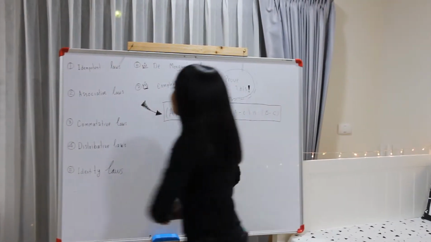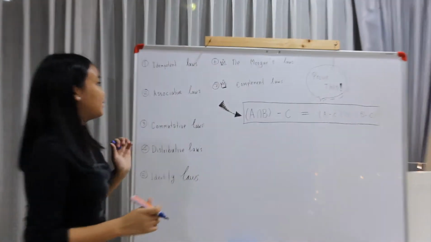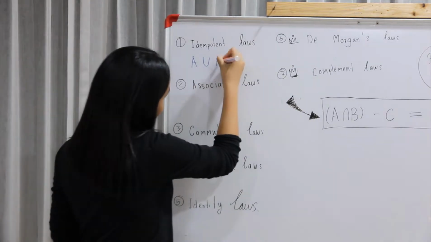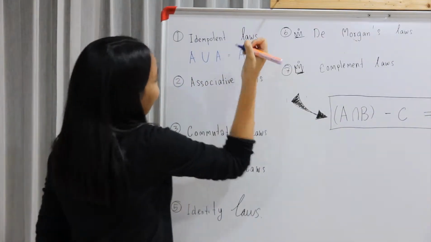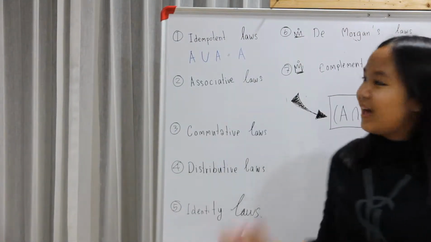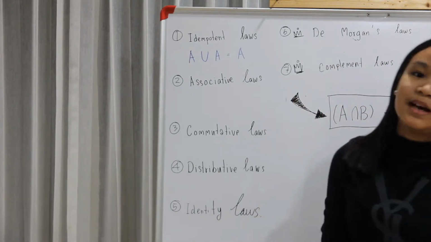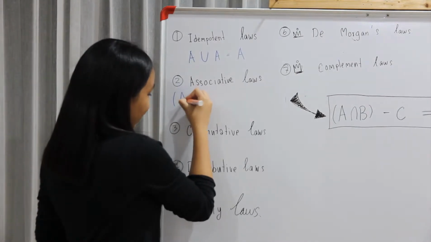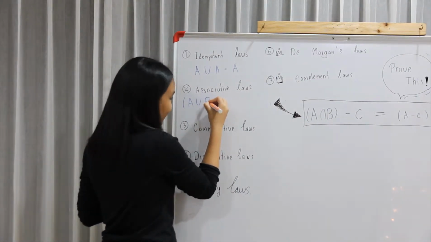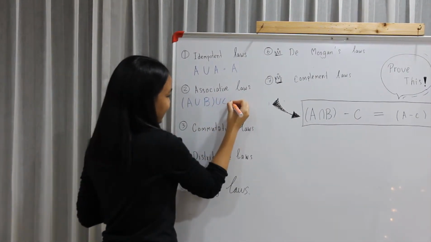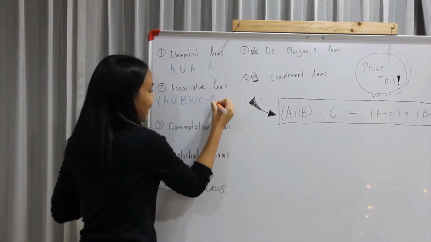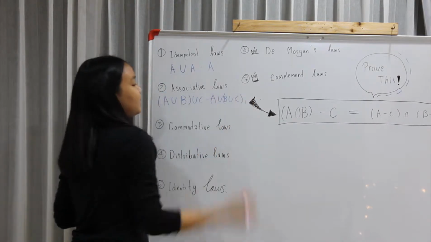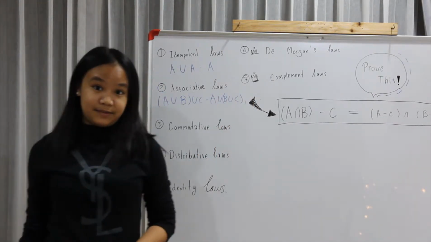Okay, first I'll start with idempotent laws. Very easy: A union A is equal to A. And also, A intersect A is equal to A. Next one, associative laws. Associative laws only tell you that A union B, and union C is equal to A union B union C. And the same thing for intersection.